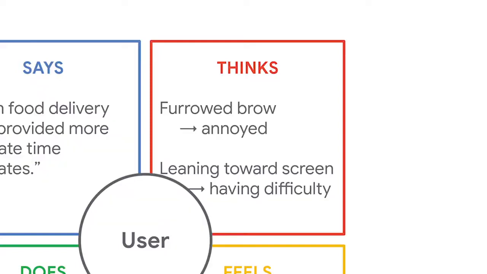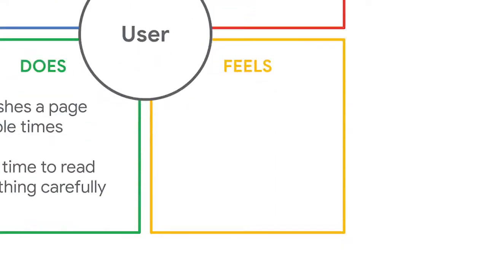Facial expressions are a great way to understand what a user is thinking. A furrowed brow might indicate that Simone is thinking, "This is really annoying." Leaning toward the screen might indicate that she's thinking, "This is really hard." Finally, the bottom right square of the empathy map focuses on what the user feels.